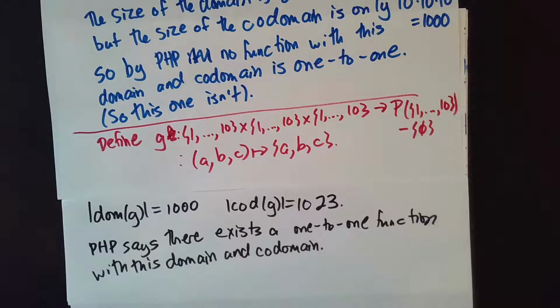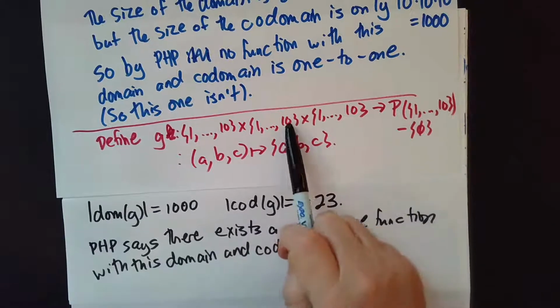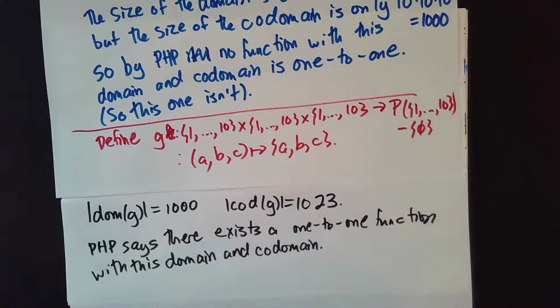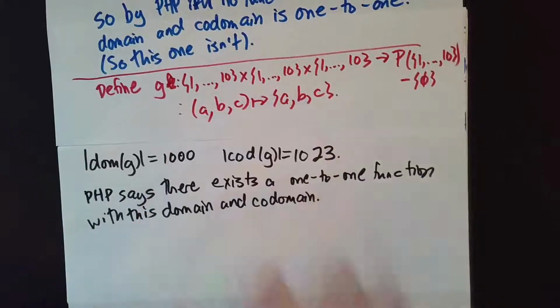Okay, so to summarize, there exists a one-to-one function from this set to this set. This is a function from this set to this set. What does that tell me? And the answer is absolutely nothing, right? The fact that there exists one does not tell me that this particular thing is one. Right. So here, the Pigeonhole Principle has no conclusion.